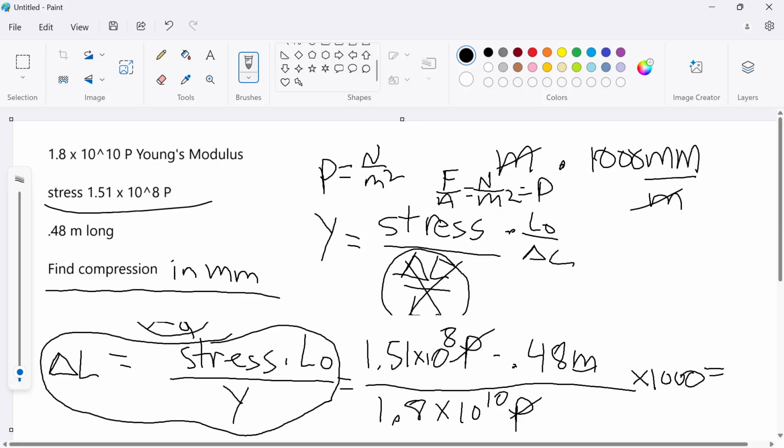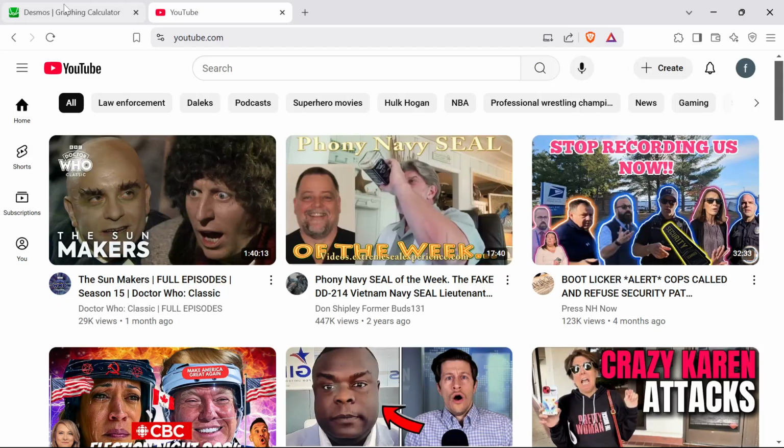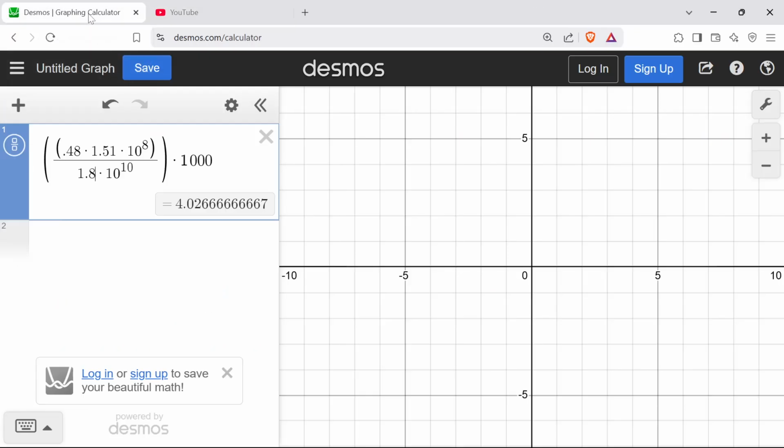So 1.51 times 10 to the 8th pascals times 0.48 meters divided by 1.8 times 10 to the 10th pascals is going to give the compression that it can withstand in meters. Multiply that by 1,000 to get millimeters, and that comes out to, I had Desmos open here, 0.48 times 1.51 times 10 to the 8th divided by 1.8 times 10 to the 10th times 1,000, 4.026666667, 6 forever.